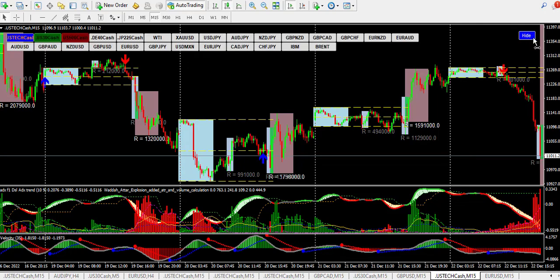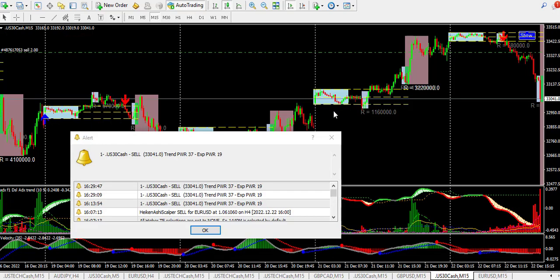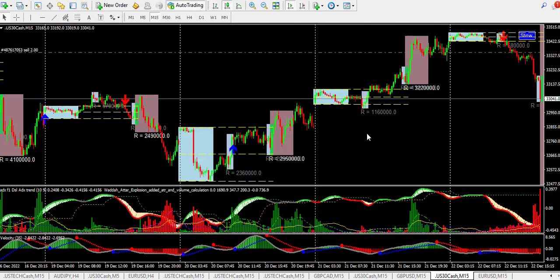So let me show you how I use all the settings. Let me show you the settings for each of these indicators right now.